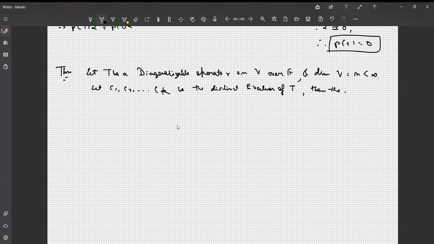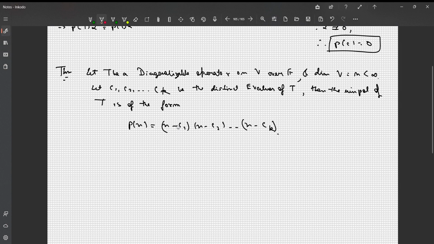Then the minimal polynomial of T is of the form: it's simply the product of linear factors consisting of each distinct eigenvalue, x minus C1, x minus C2 till x minus Ck. Okay, that's the theorem. So obviously observe the example which we stated at the start of this lecture.